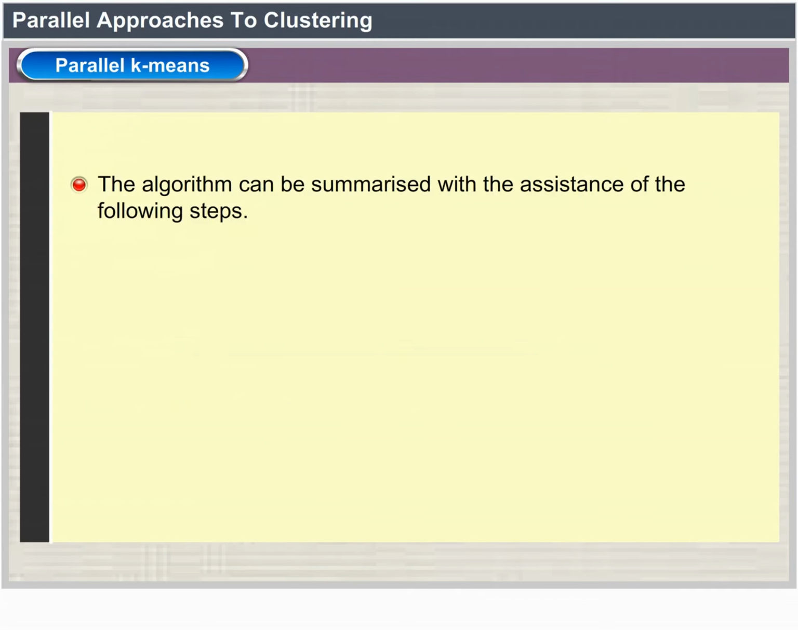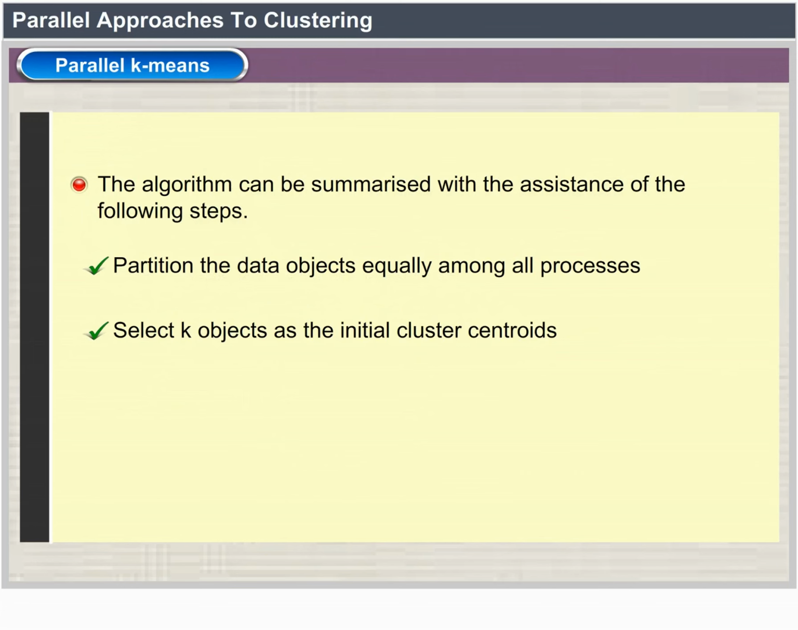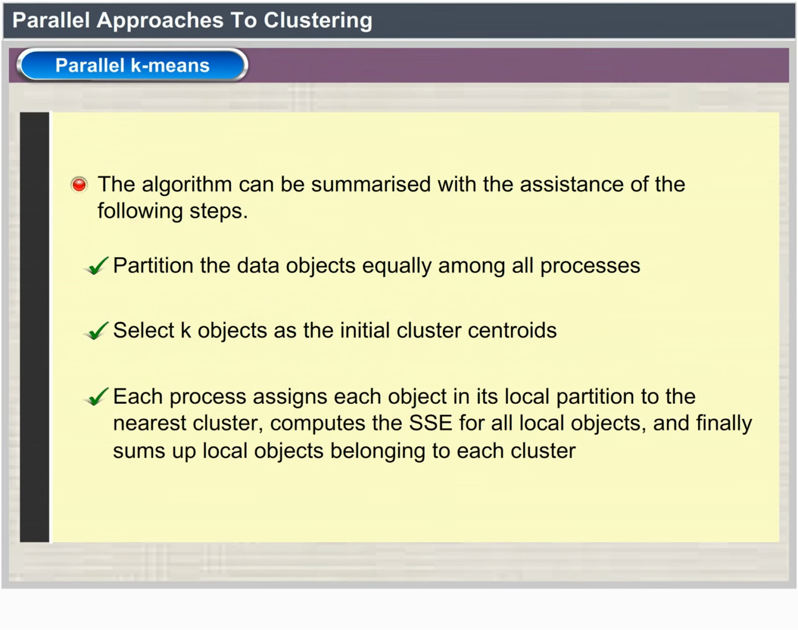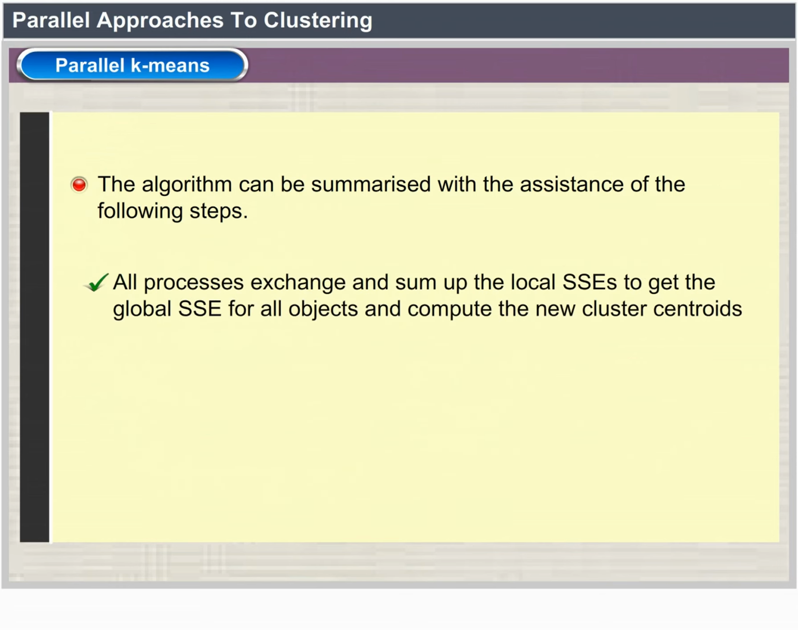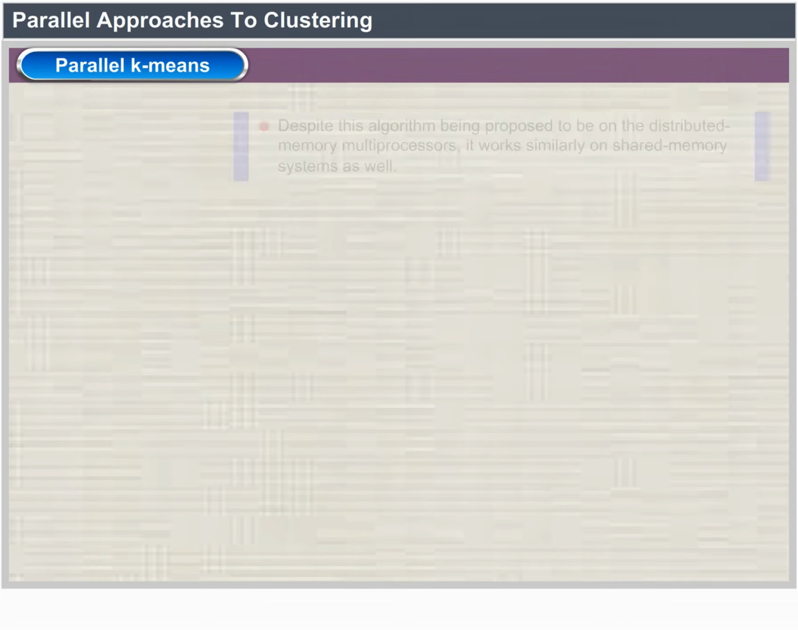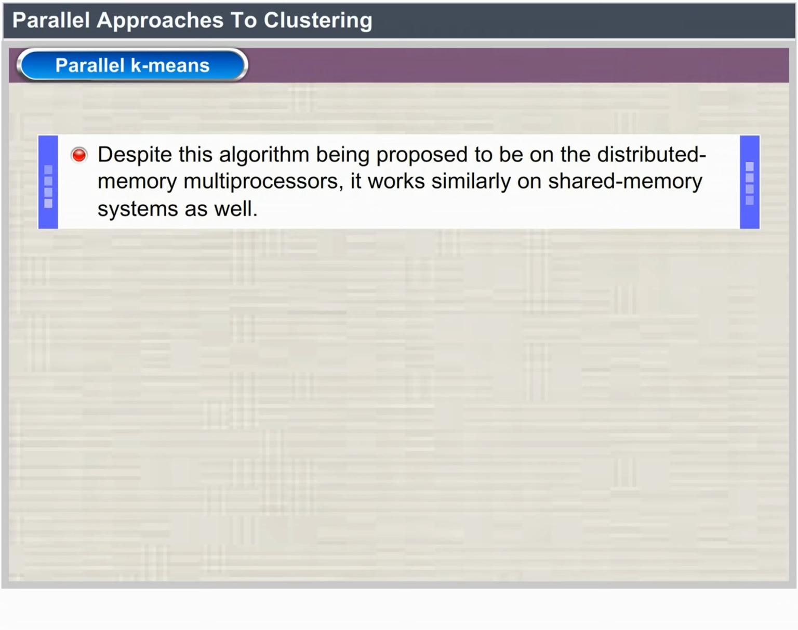Partition the data objects evenly among all processes. Select K objects as the initial cluster centroids. Each process assigns each object in its local partition to the nearest cluster, computes the SSE for all local objects, and sums up local objects belonging to each cluster. All processes exchange and sum up the local SSEs to get the global SSE for all objects and compute the new cluster centroids. Repeat steps 3 to 5 above until there is no change in the global SSE. The algorithm is proposed on distributed memory multiprocessors, but works similarly on shared memory systems as well.